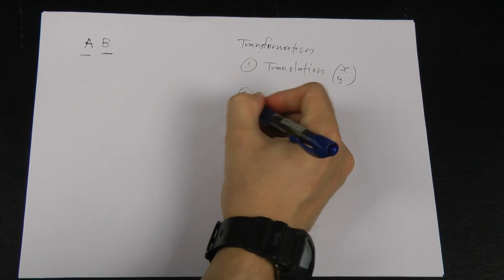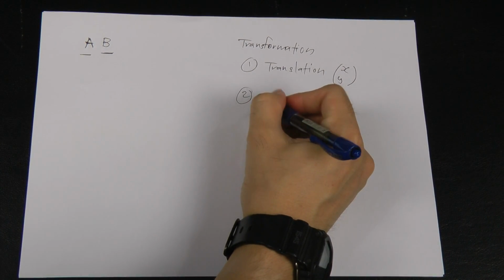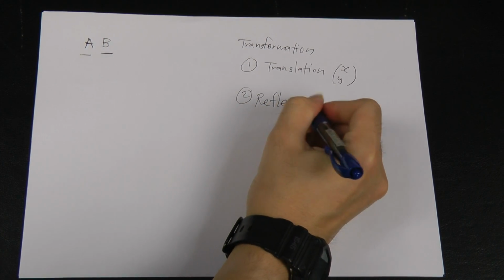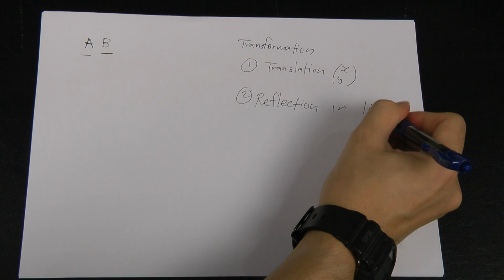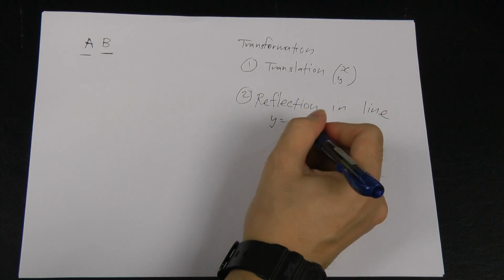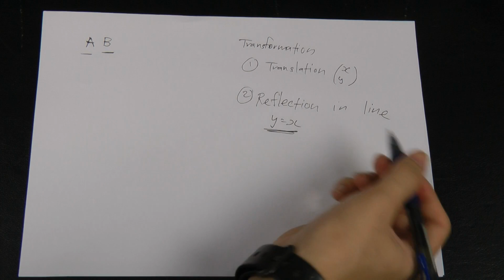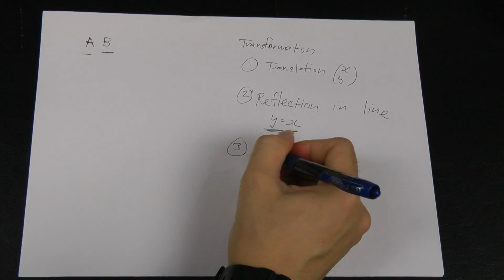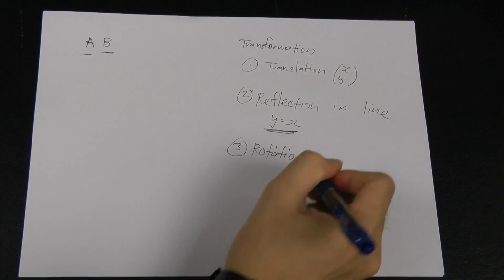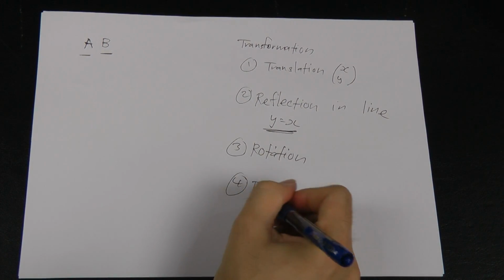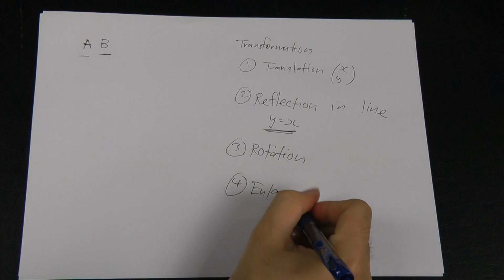And then we have reflection. Normally it will be reflection in a line, some line like Y equals X. It can reflect on any line. Okay, then we have rotation. And then the last one, we have enlargement.